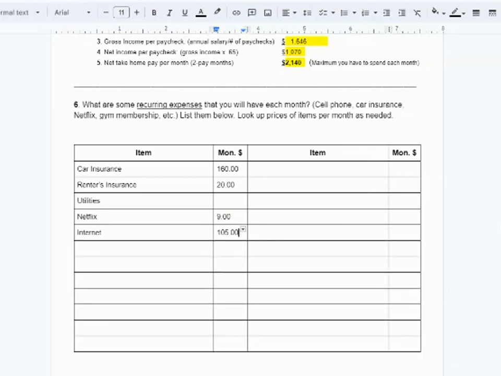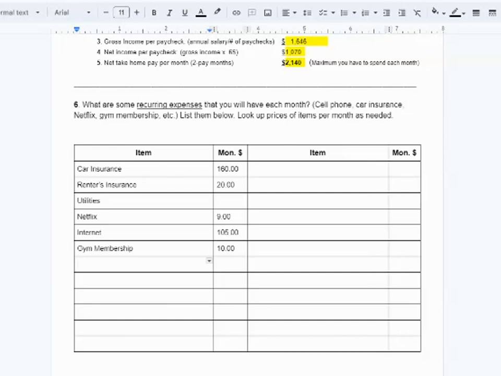Oops. What else am I going to need? I want a gym membership, because it's important to me to stay healthy, and I like to go to the gym 3 or 4 times a week. And if I go to Planet Fitness, it's $10 a month. Okay. What else do we need here?